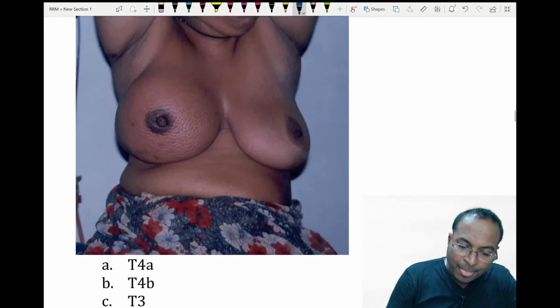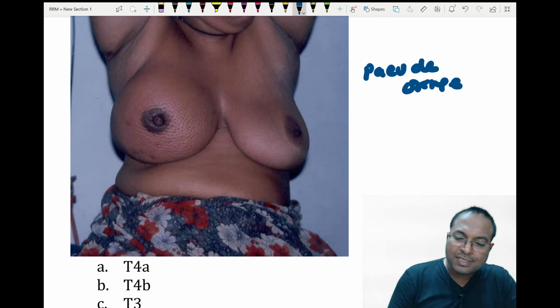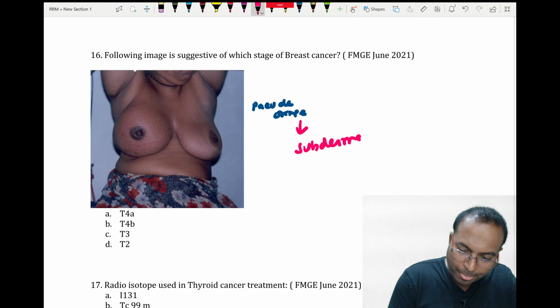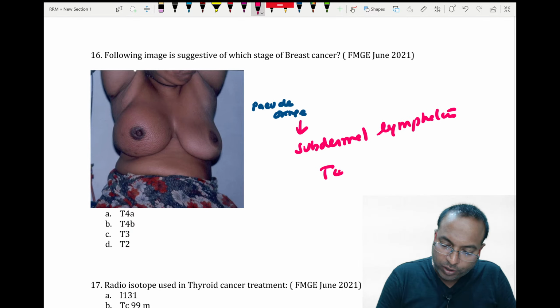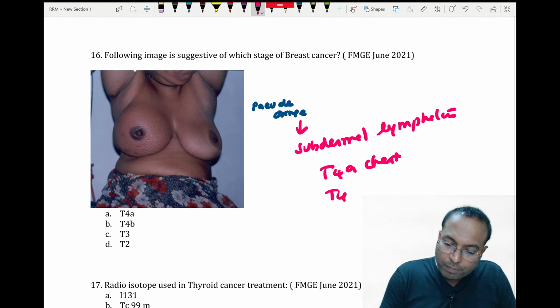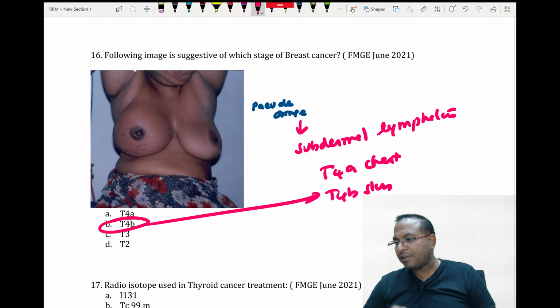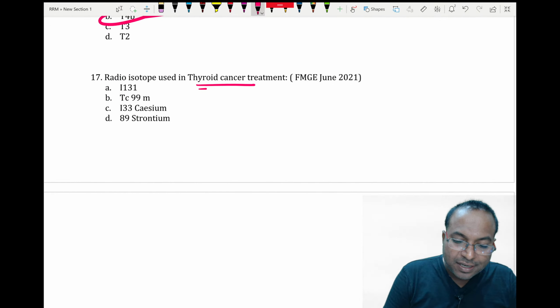The patient was having what finding? Your patient is having peau d'orange. Peau d'orange is obstruction of subdermal lymphatics. Please remember, it is obstruction of subdermal lymphatics. Therefore, T4A is chest wall, T4B is skin. So this is skin. T4B is the answer for this question. Simple question.